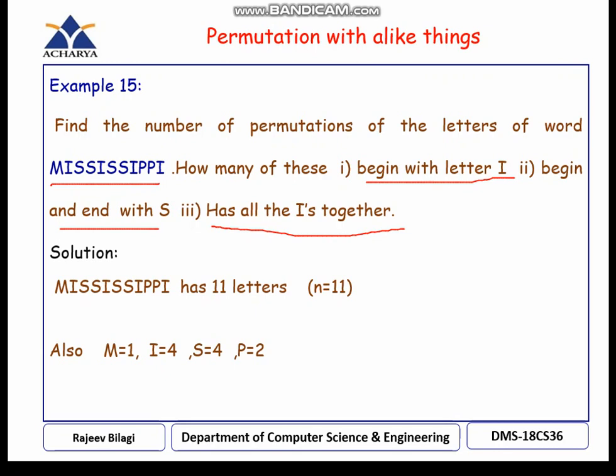If you look at this particular word Mississippi, which contains 11 letters, I can call it n is equal to 11. When you count the number of letters here, M is equal to 1, and I, this is 1, this is 2, this is 3, and one more is here, so I is equal to 4, and S is also 4, and P is equal to 2. So this is the count: M is equal to 1, I is equal to 4, S is equal to 4, P is equal to 2.